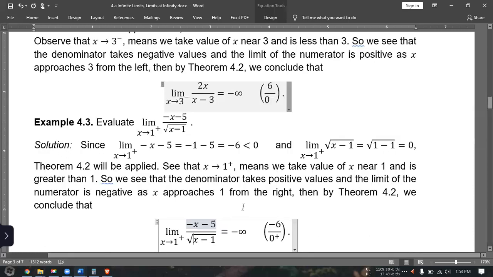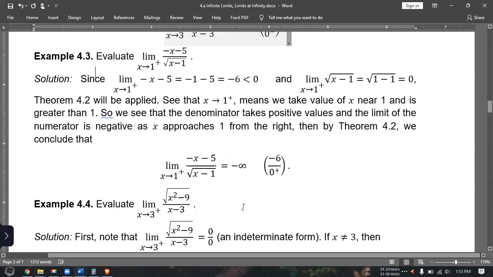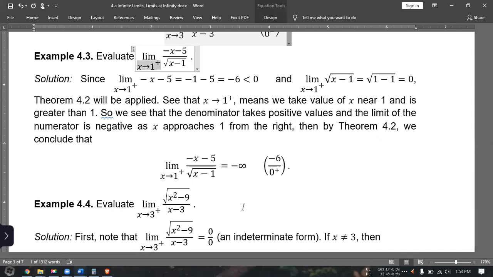Later, let me show you the graph. What do we mean by increasing unboundedly and decreasing unboundedly? So example number 3. Let's evaluate the limit of negative x minus 5 over square root of x minus 1 as x approaches 1 from the right side.